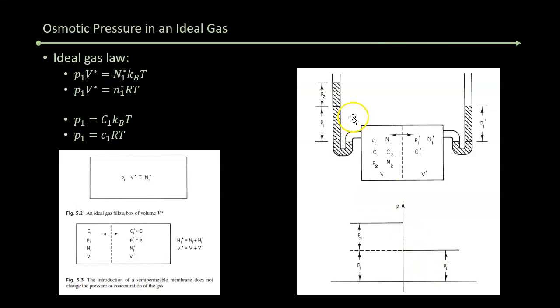It's not that the pressures have to balance across the membrane. The partial pressures have to balance, right? So the partial pressure due to P1 is going to just stay the same.